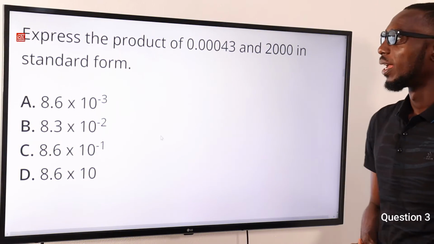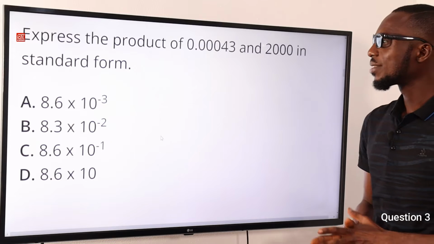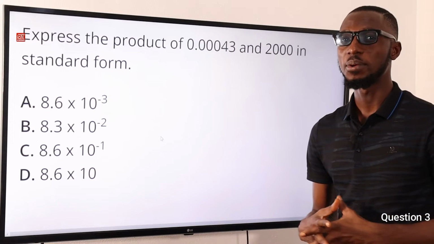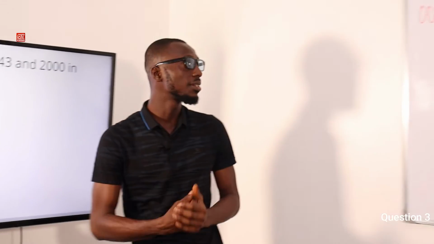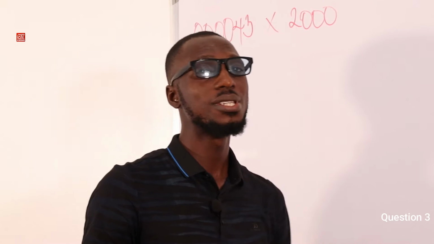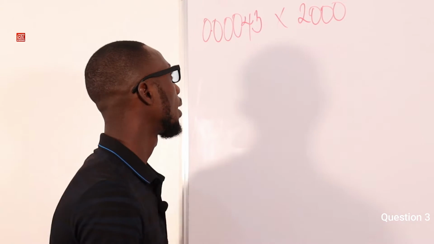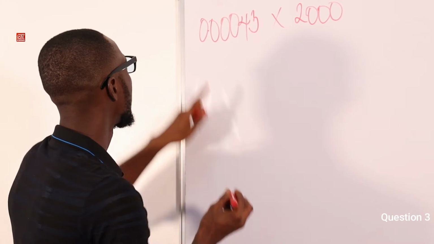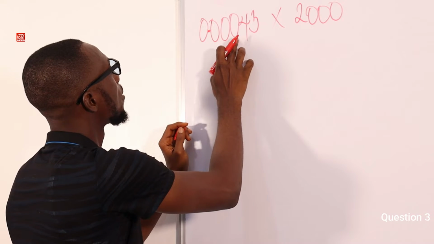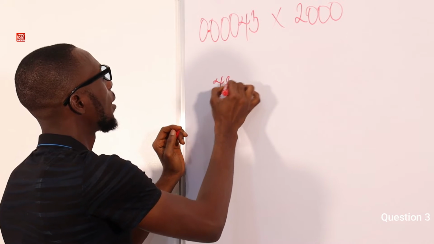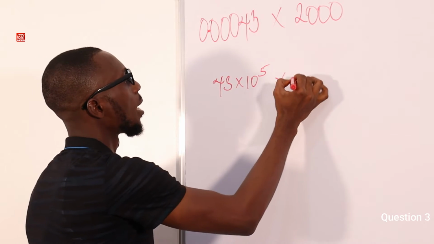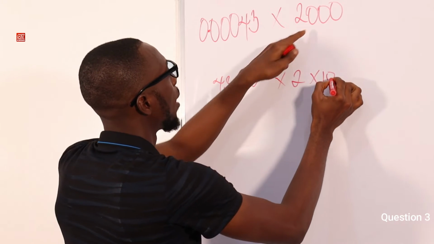Question 3. Express the product of 0.00043 and 2000 in standard form. So 0.00043 times 2000. We are asked to provide the solution using standard form. Bringing this to standard form, this is our decimal point here. Just count: we have 1, 2, 3, 4, 5. So this is 43 times 10 raised to the power of negative 5, times 2 times 10 raised to the power of 3.